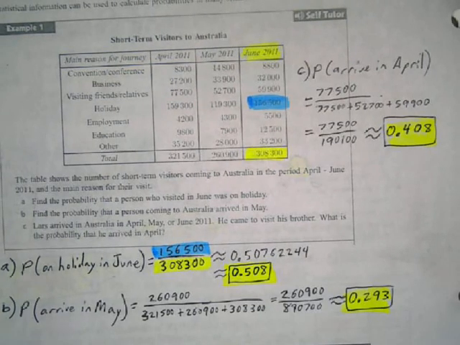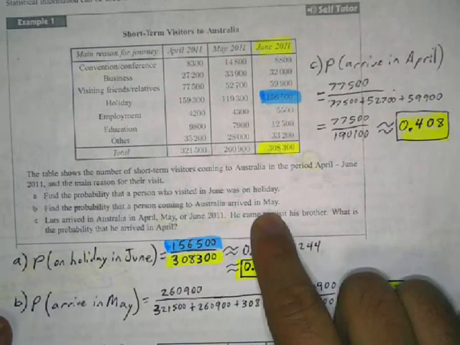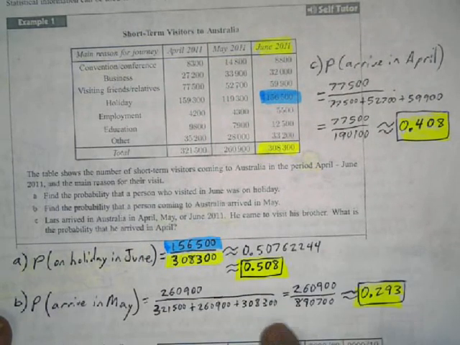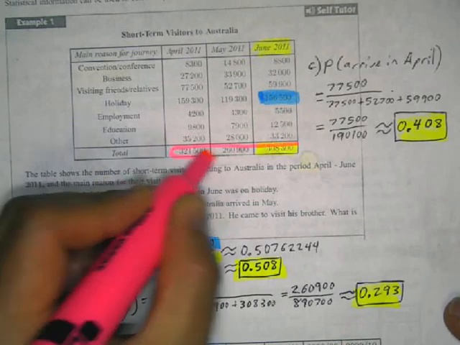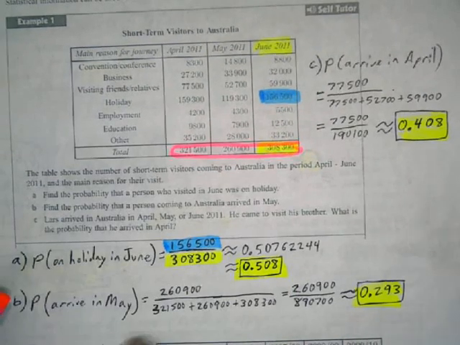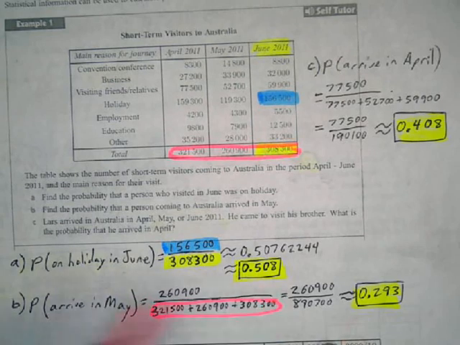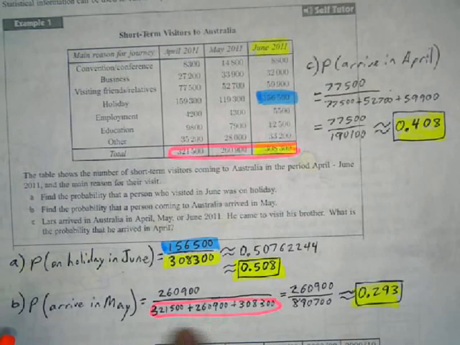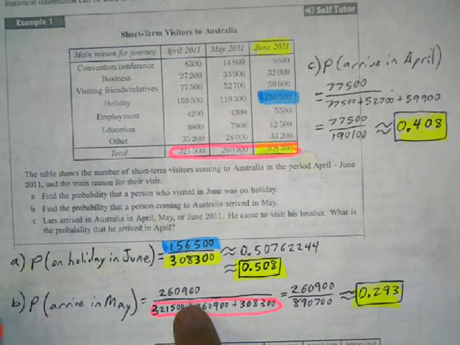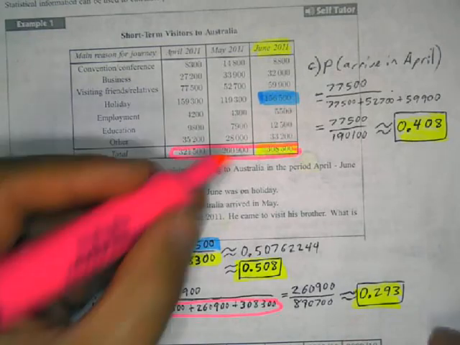Okay, question B. Find the probability that a person coming to Australia arrived in May. So my denominator, I had to take the sum of all the 3 months, so April, May, and June, and that's my denominator. And my numerator is that they arrived in May. So this value there.